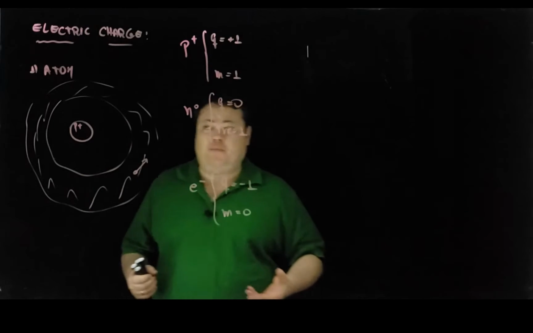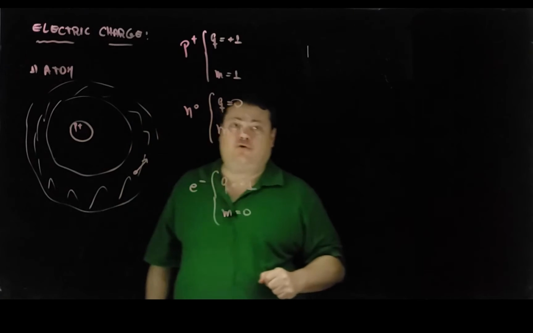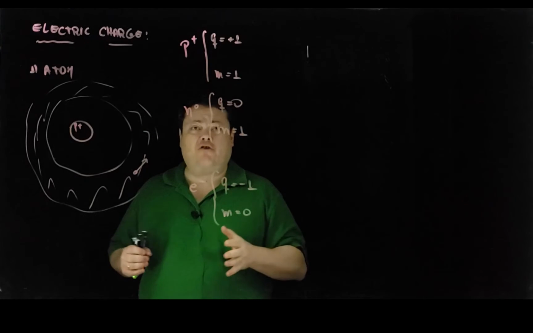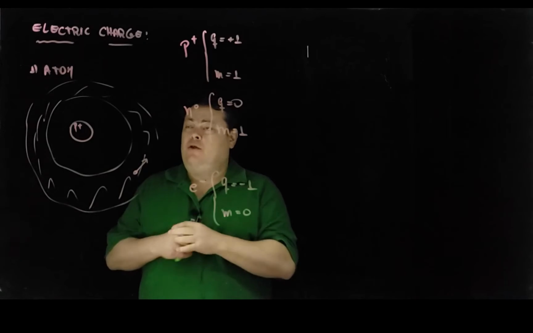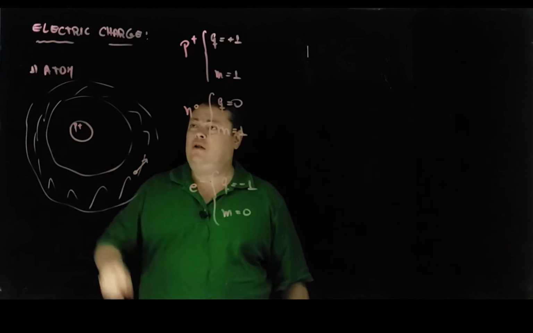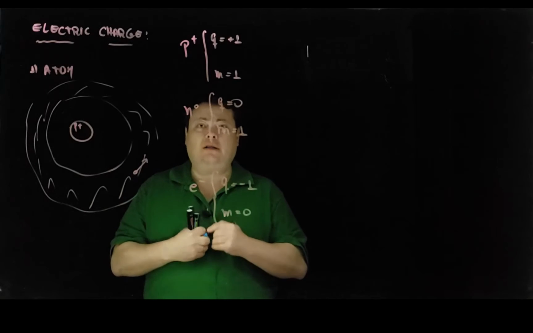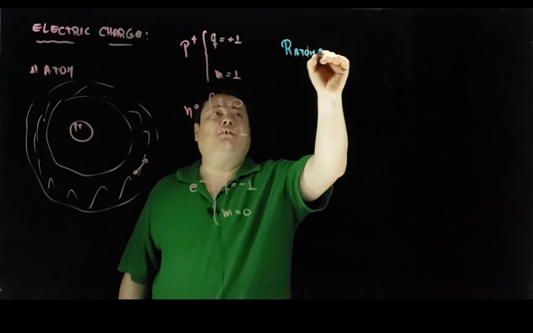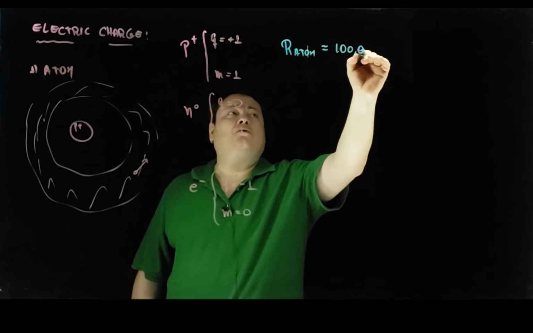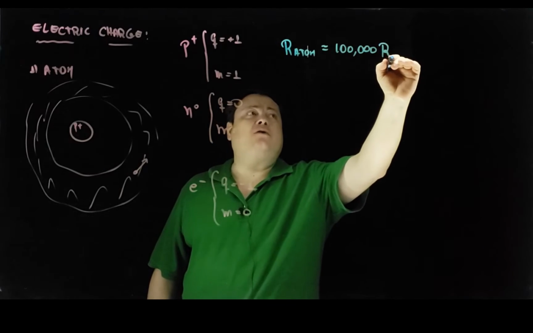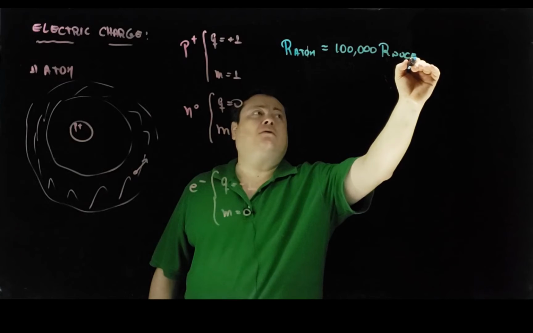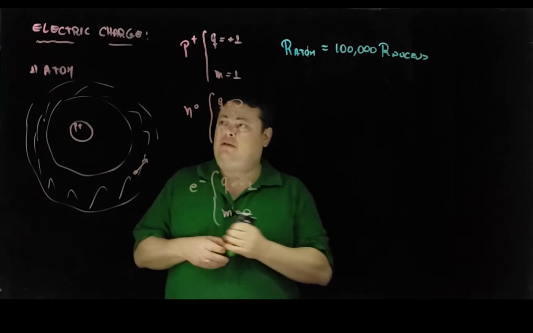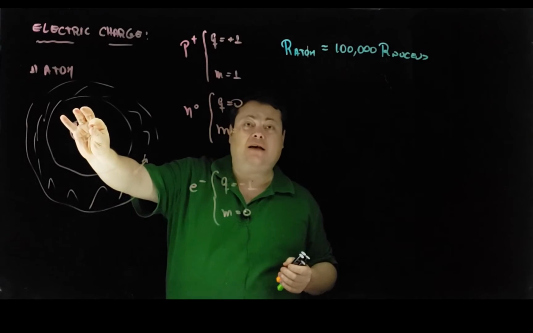Now, both my picture of the atom and the Gizmo simulation are actually extremely out of proportion. The nucleus is about 1/100,000th the size of the atom. So if I really think about it, the radius of the atom is about 100,000 times the radius of the nucleus. So this point here is tiny, tiny, tiny, tiny.